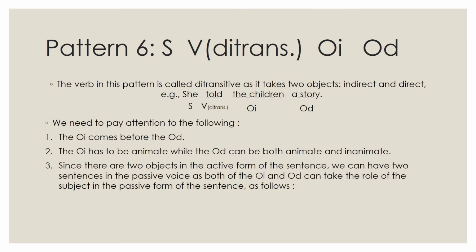Number 3. How many objects do we have here? We have 2 objects. So what does this mean? It means that we can change such a sentence, or the sentences belonging to this pattern, into passive. As long as we have 2 objects, this means that we are going to have 2 sentences in the passive. Is it clear? So we can use each one of them to be the subject and make a new sentence in the passive.